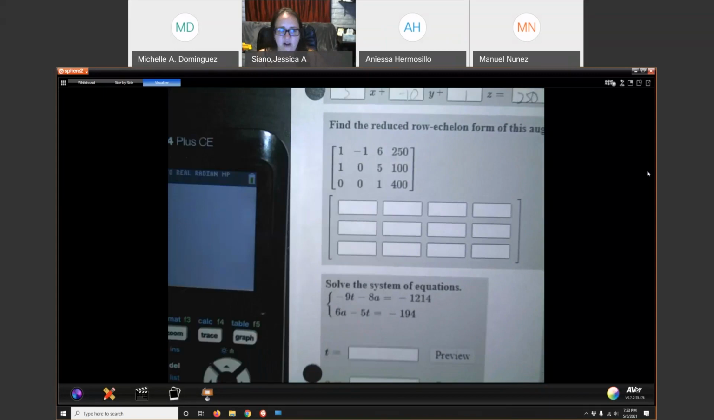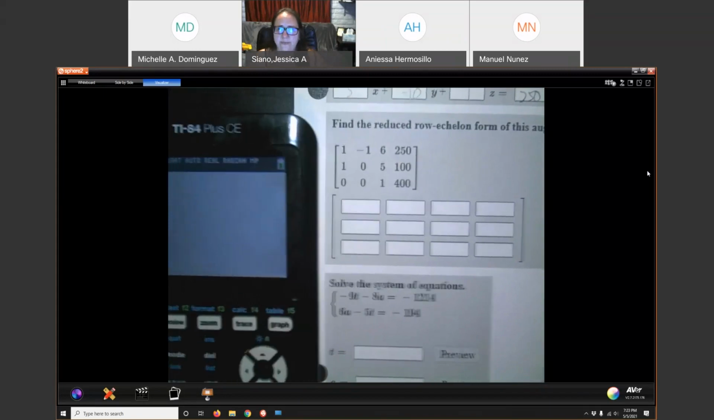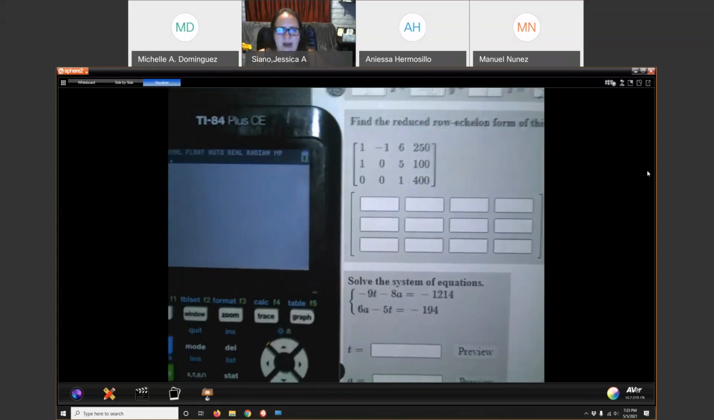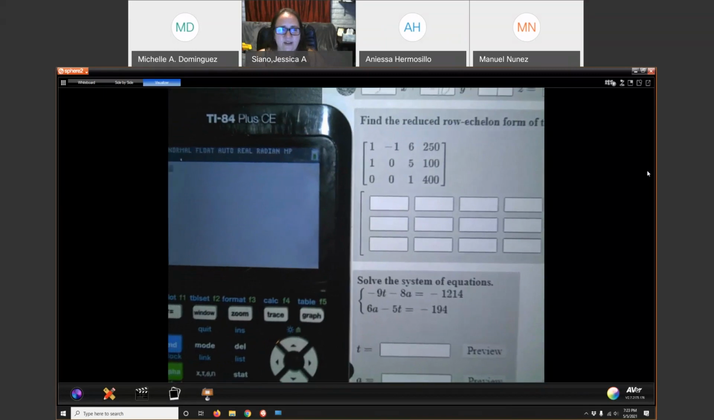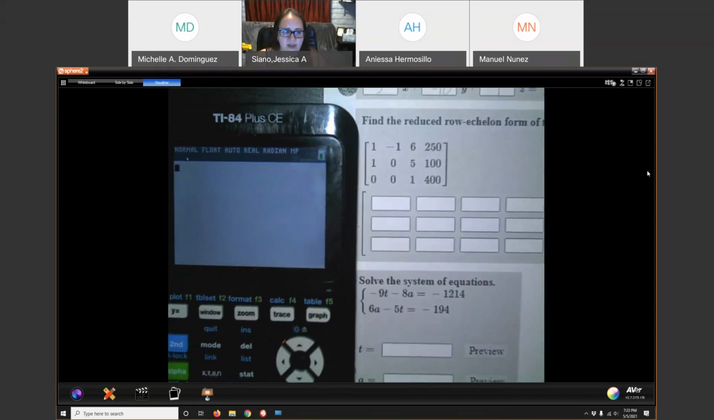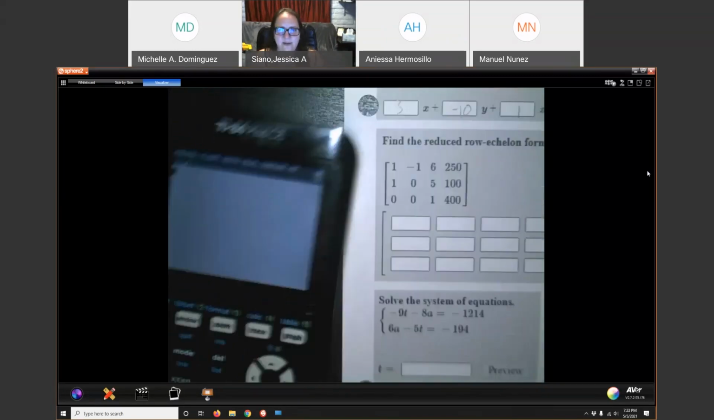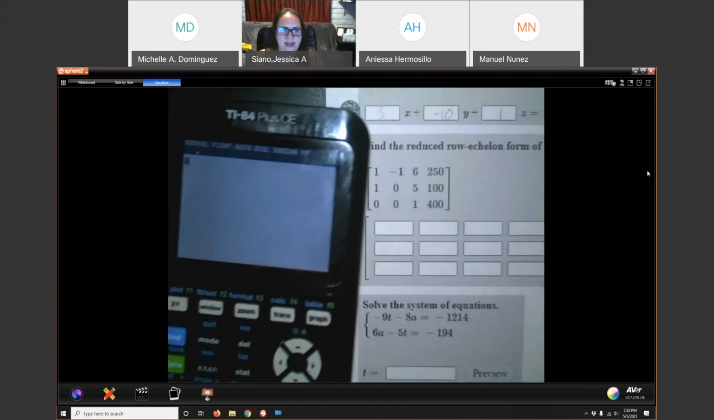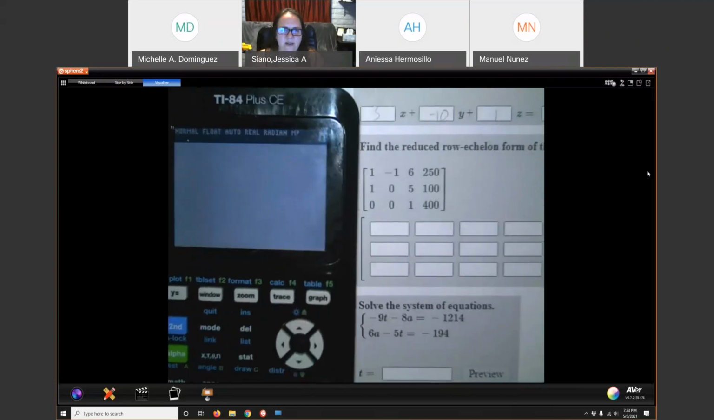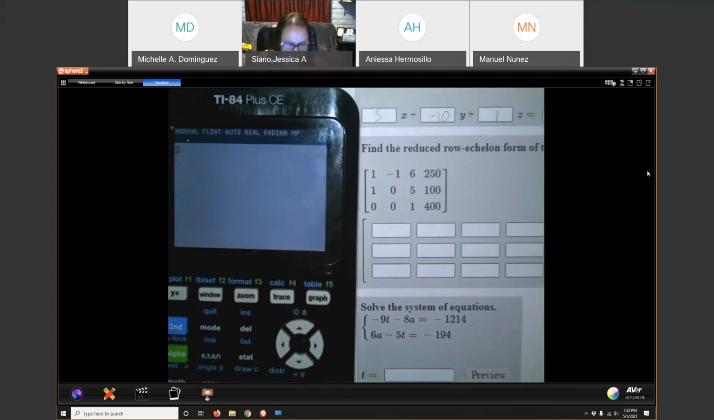we put our matrix in our calculator. Make sure you've got everything on the screen there. We do that by pressing second and then x to the -1 to get to matrix. See it right there? Second and then x to the -1 to get to matrix. Then over to edit.